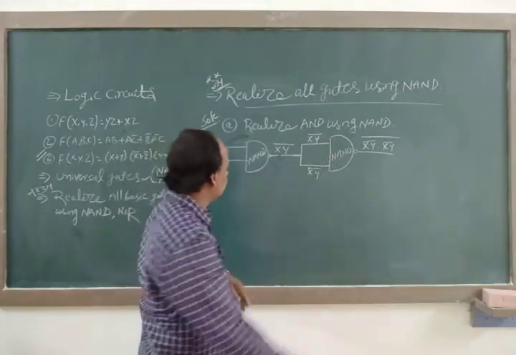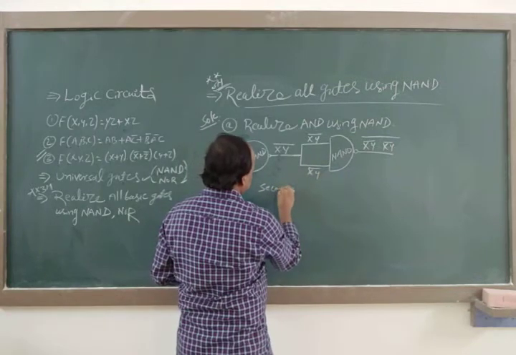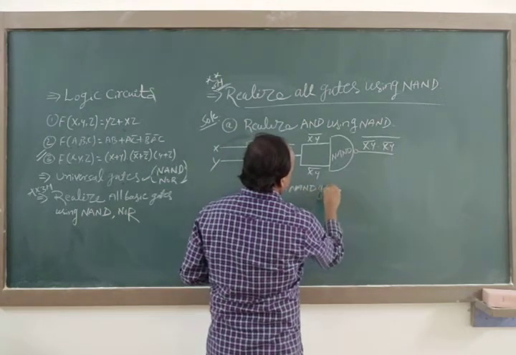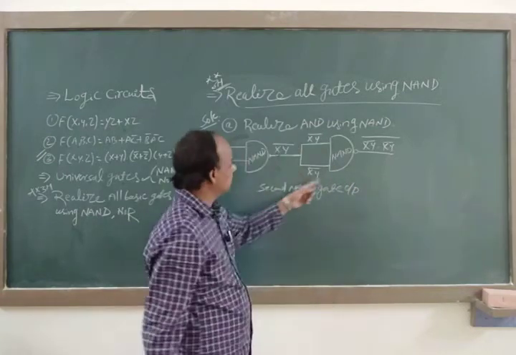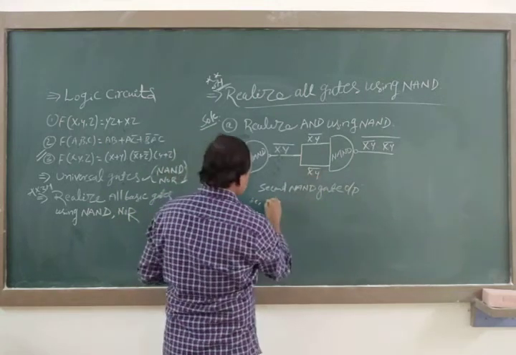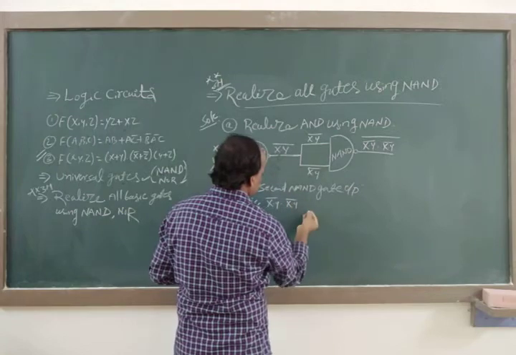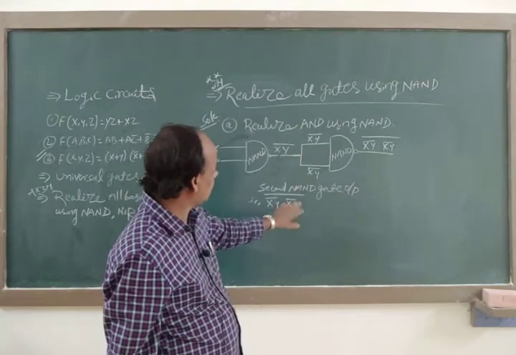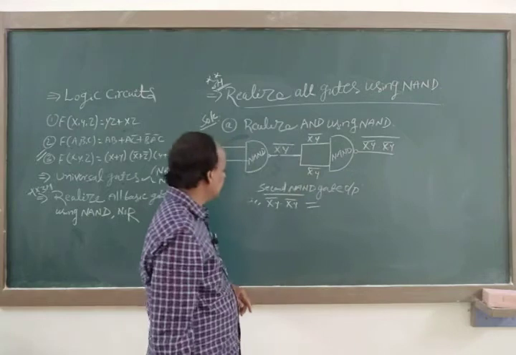Now consider the second NAND gate output. What is the output? x into y whole bar into x into y whole bar, whole bar, right? Now simplify it, we are getting AND, that is x into y. See here, what is happening?